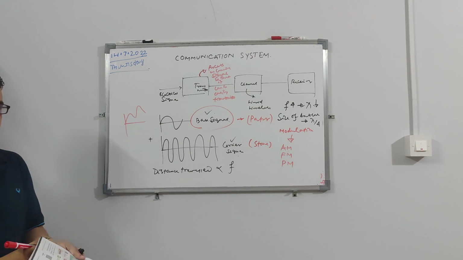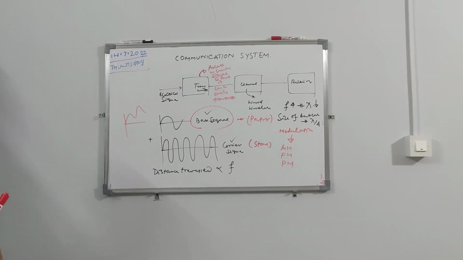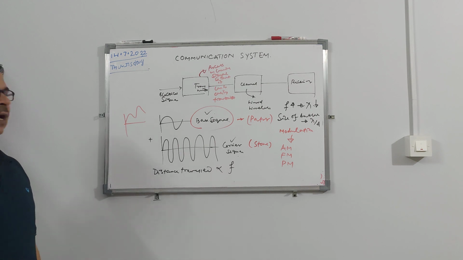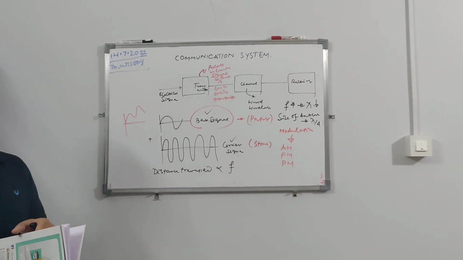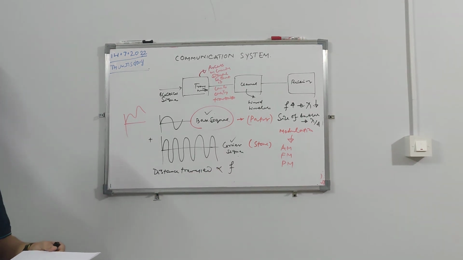Okay. So the advantage of modulation is that because you are increasing the frequency, the size of antenna can be decreased, and it can be transmitted over long distance because distance traveled is proportional to frequency.